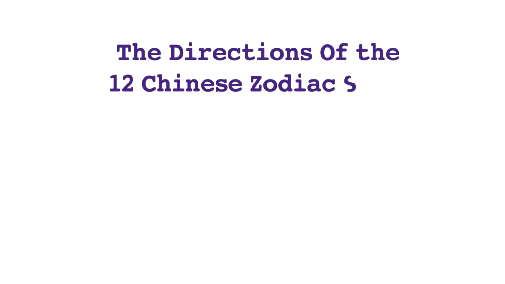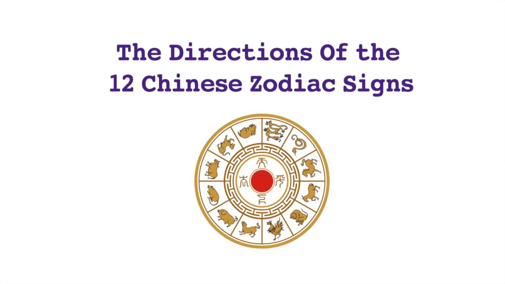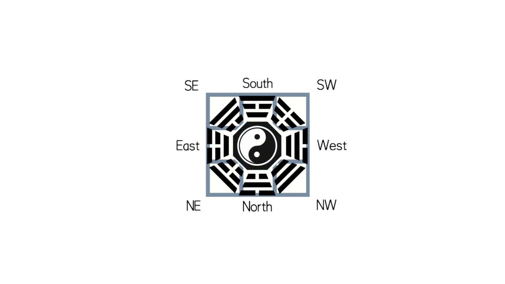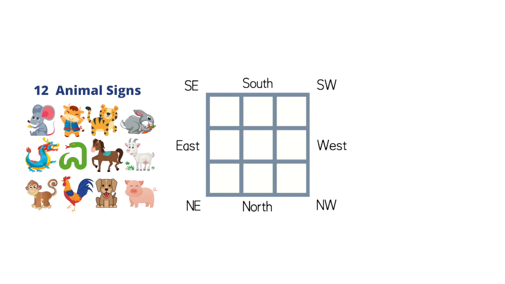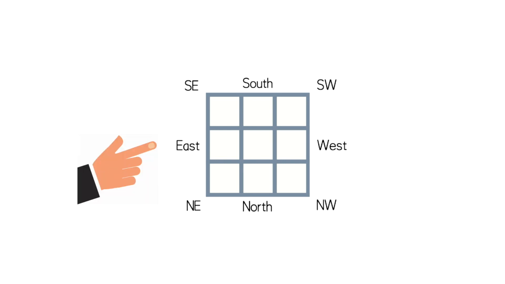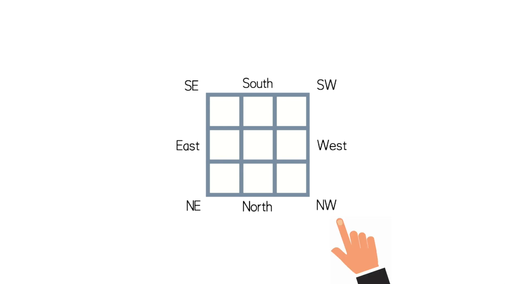Before talking about the remedies for missing corners, first we need to know the directions of the 12 Chinese zodiac signs. This is a 9-quadrant chart which is derived from the Later Heaven Bagua. In the Chinese zodiac, each of the 12 animal signs has a specific direction. North, south, west, and east each has one animal, whereas the 4 corners, southwest, southeast, northwest, and northeast, each has 2 animals. Starting from the north, the rat is located in the north.